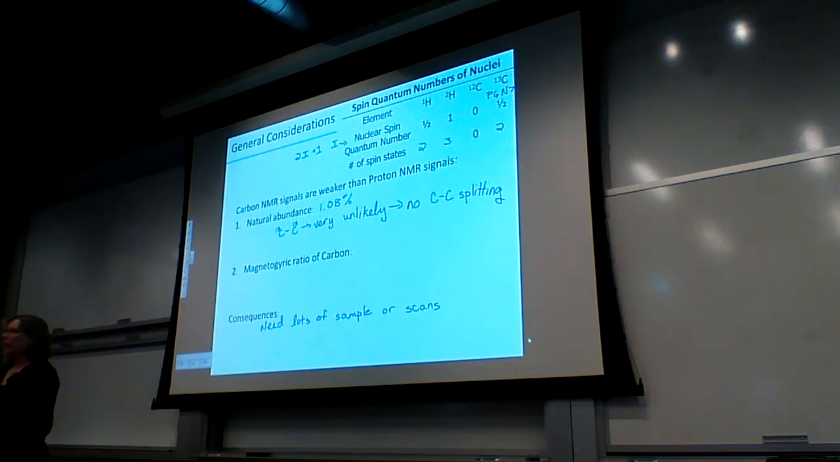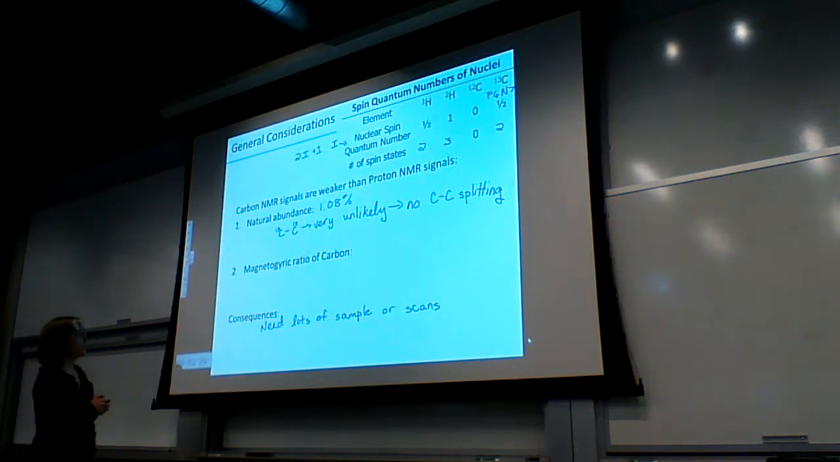Occasionally, if someone's trying to study something in the lab, they may synthesize a molecule that actually has a carbon-13 in it. They intentionally put in an enriched sample of carbon-13 when they're synthesizing it, and then you can actually see some splitting and some occurrences of that. But for a normal spectrum, it's not going to happen.